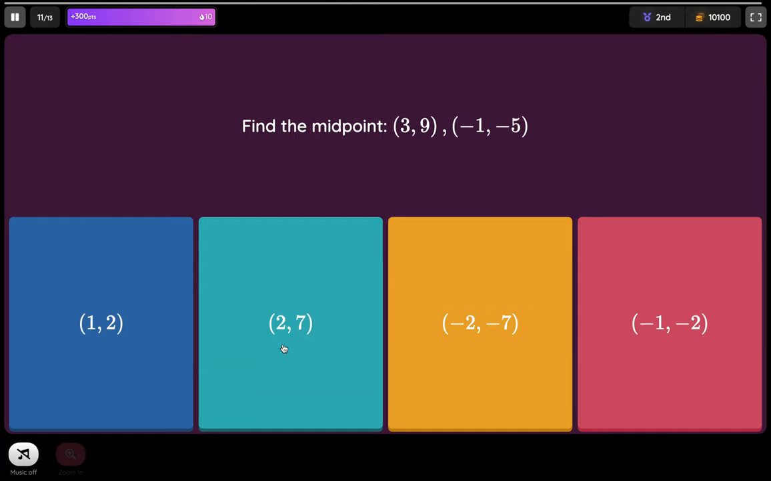Find the midpoint 3, 9 and negative 1, negative 5. 3 plus negative 1 is equal to 2 divided by 2, 1. 9 plus negative 5 is equal to 4 divided by 2, 2.